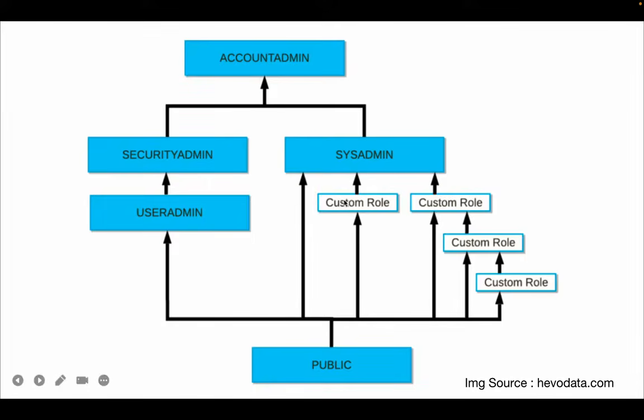Then comes system admin. This role is dedicated to system object management. It is recommended by Snowflake to assign all custom roles to the system admin, so this role has been granted these privileges to other roles. Next comes public. This is a pseudo role that every user or role in the account gets. Things owned by the public role are public.